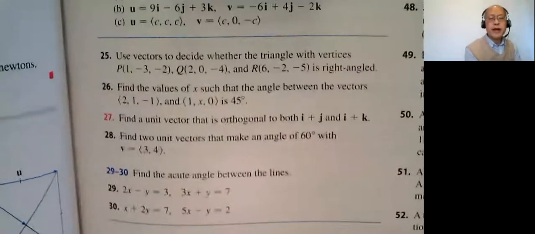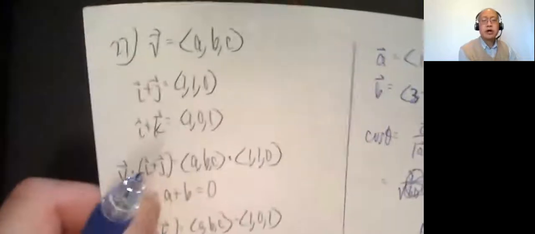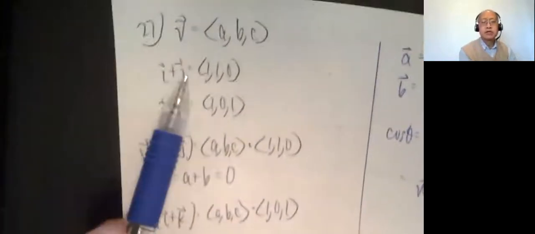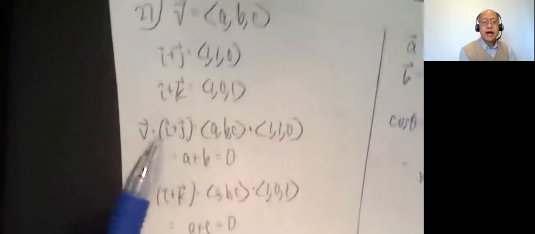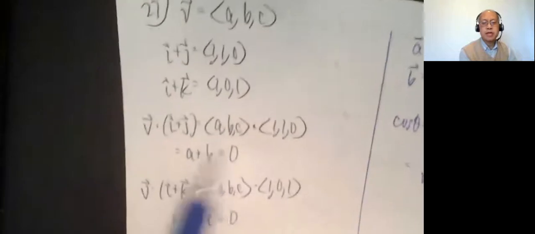All right, 27. For 27, they give us the question: find a unit vector that is orthogonal to both i plus j and i plus k. They want a unit vector. So I call the vector a, b, c. If it's orthogonal to i plus j, which is 1, 1, 0, then the dot product of v and i plus j, which is a, b, c dot 1, 1, 0, has to equal 0. That means a plus b is 0.